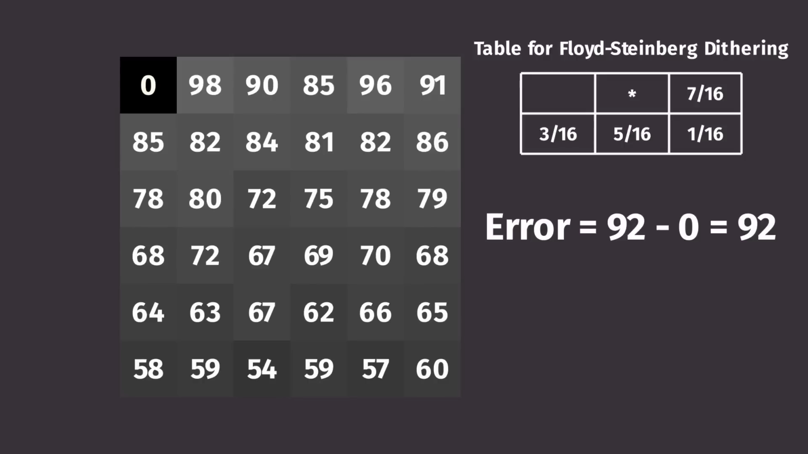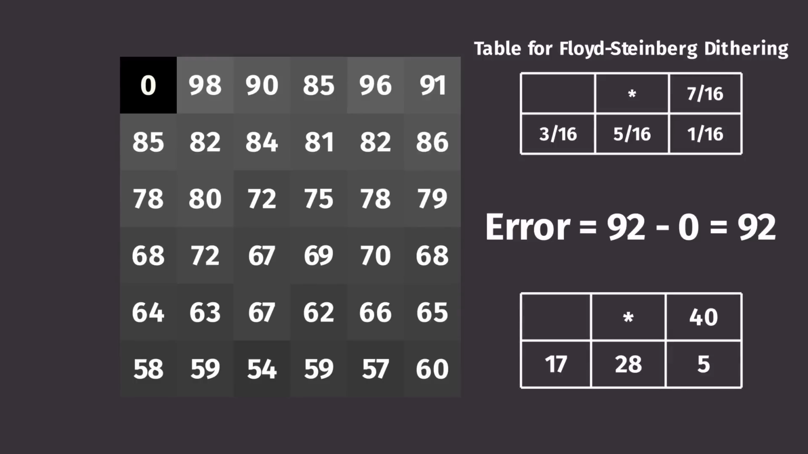So looking at this table with the fractions, which looks complicated but it really isn't, it just tells us what neighbors get what share of the error. So from our 92, the pixel to the right gets 40. That's 92 times 7 over 16. Just to clarify, the asterisk is representing the pixel we just updated, so the one that we decided to set to black. So the pixel to the right of the asterisk is associated with the pixel to the right.